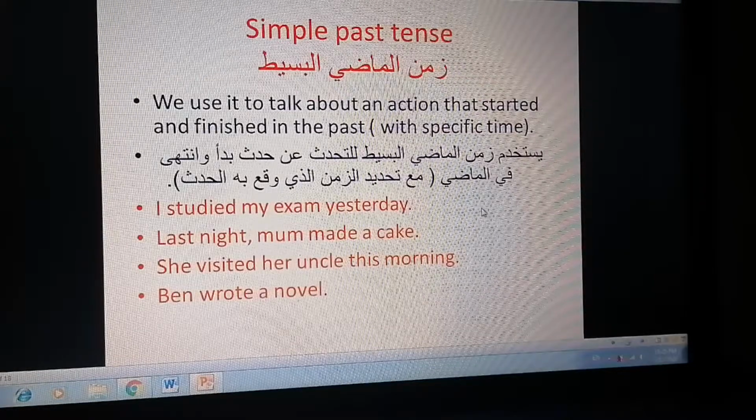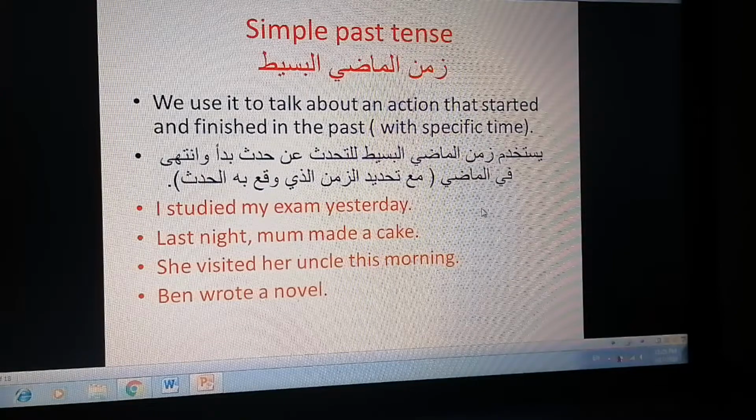Let's start with simple past tense, زمن الماضي البسيط. When do we use it? We use it to talk about an action that started and finished in the past with specific time.